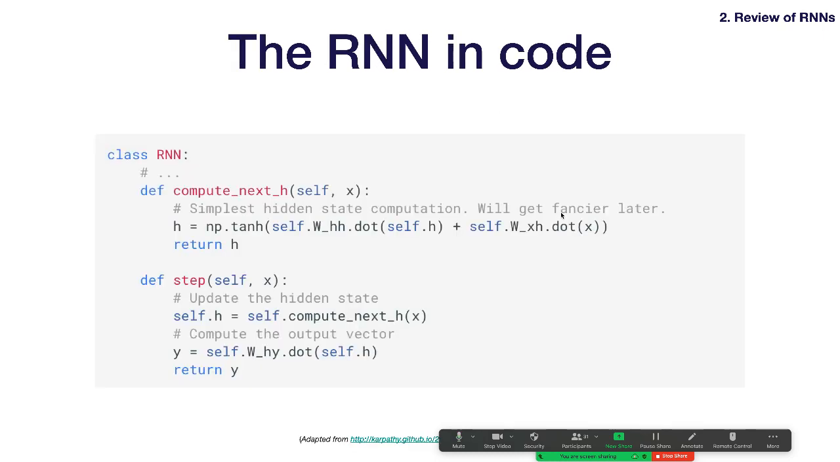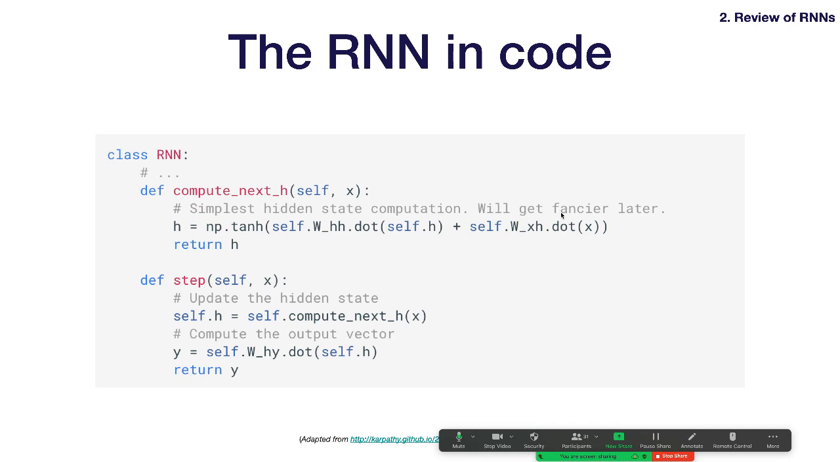So what does this look like in code? Let's focus first on the bottom function here. This function step is the function that gets called every single time the model sees a new input. What the model does is first compute the next hidden value, and we'll come back in a second to how it does that. But for now, just think of that as a black box. Then it uses that hidden value and matrix multiplies it with a set of weights to produce the output for the model. Okay, so now let's focus on how this compute next H function works.